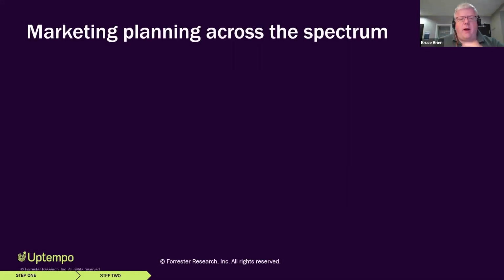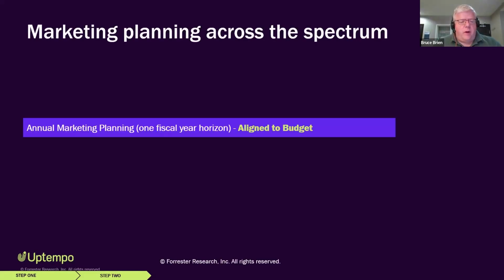When we think about marketing planning, one of the things we really have to be cognizant of is this idea of annual marketing planning. That's actually in the middle of the overall flow of what we're talking about. And that's where we get that 1 year, fiscal year horizon standpoint. We're aligning to budget. That's the thing we think of as the marketing plan.